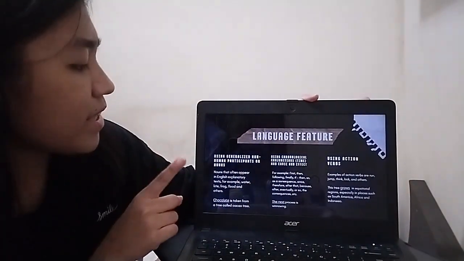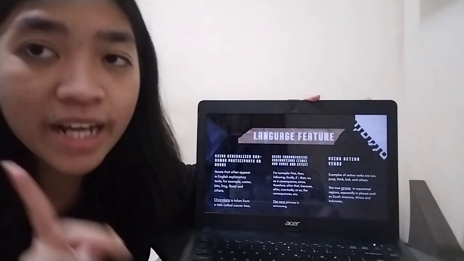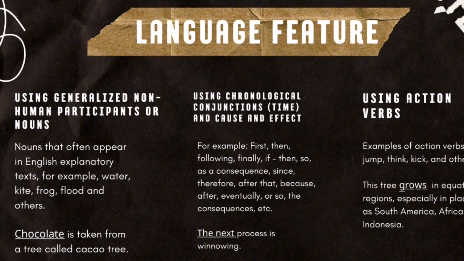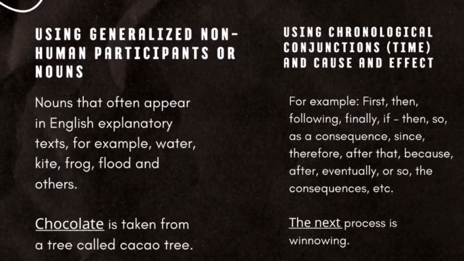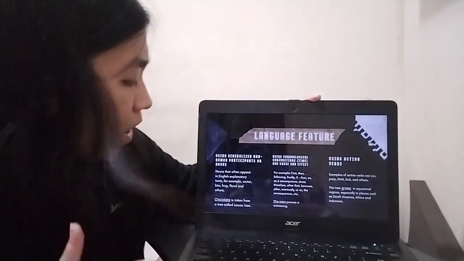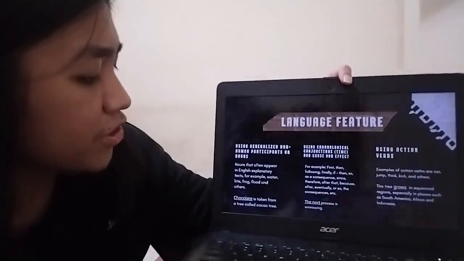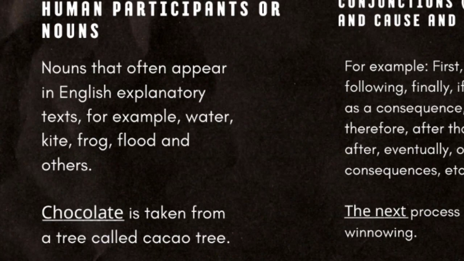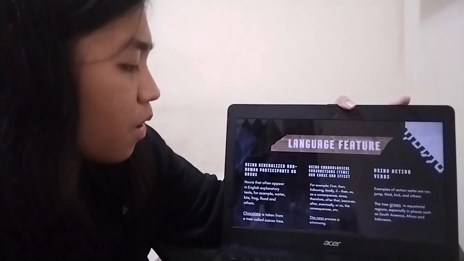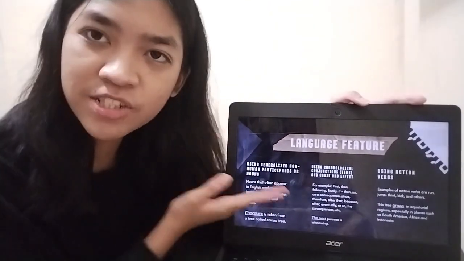The first one is using generalized non-human participants or nouns. Let's see, nouns that often appear in English explanatory text. For example, water, kite, frog, flood, and others. For example, let's take a look. Chocolate is taken from a tree called cocoa tree. The non-human participant or the noun is, of course, the chocolate.